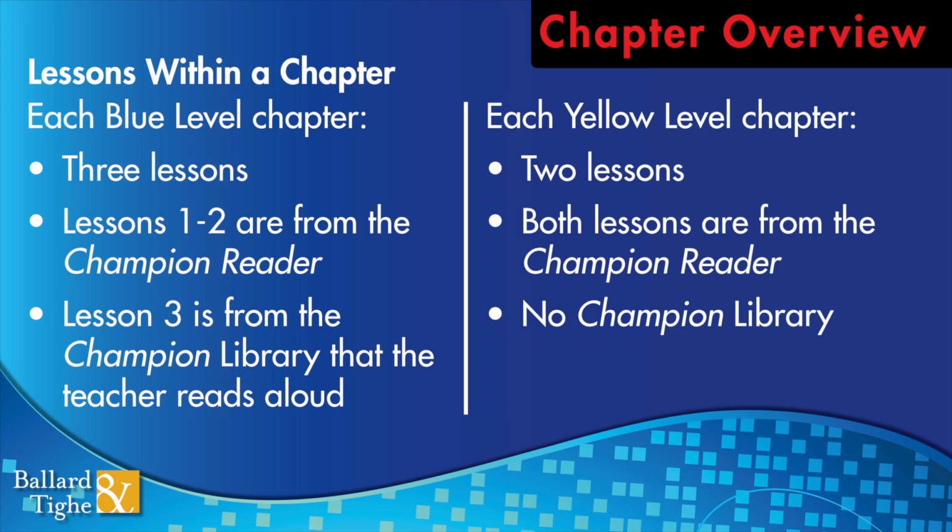In the yellow level, each chapter includes 2 lessons. The lessons revolve around a reading selection that is divided into 2 parts. The first lesson focuses on part 1 of the reading, and the second lesson focuses on part 2 of the reading. There is no Champion Library for the yellow level.